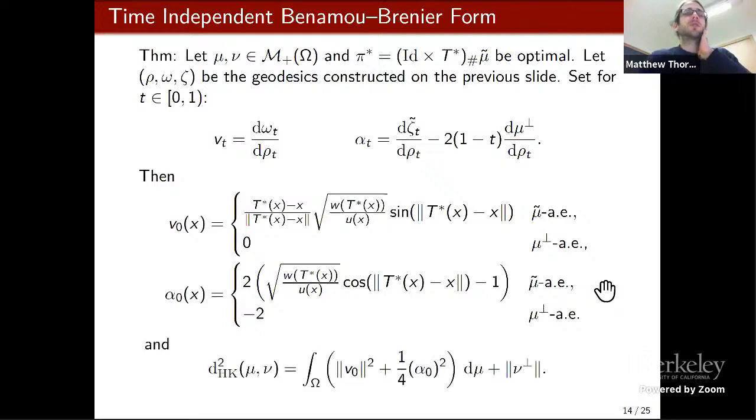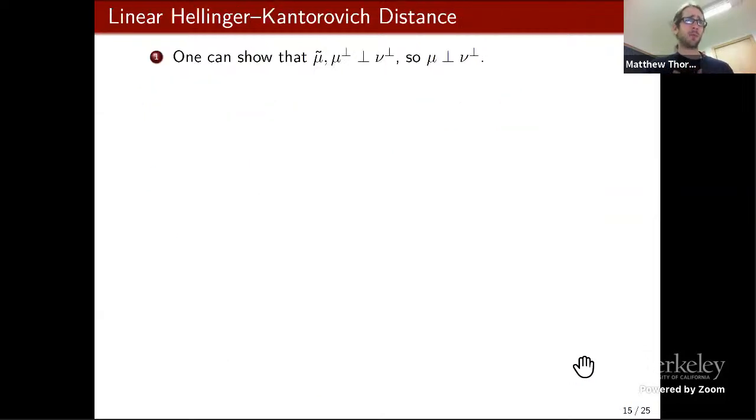Okay, but we can rewrite the Hellinger-Kantorovich distance now in terms of something which only depends on a time t equals 0, plus this, I guess, annoying part, which is the pure creation. So this is almost exactly what we want. We have a quadratic L2 term, and then this annoying total variation part. But we can also get rid of this a little bit.